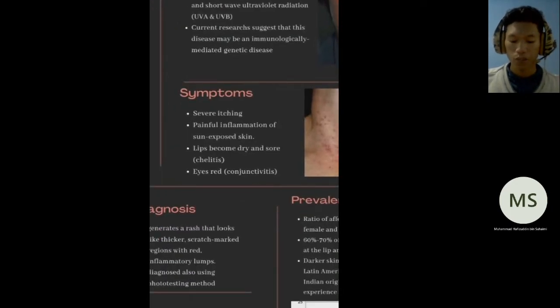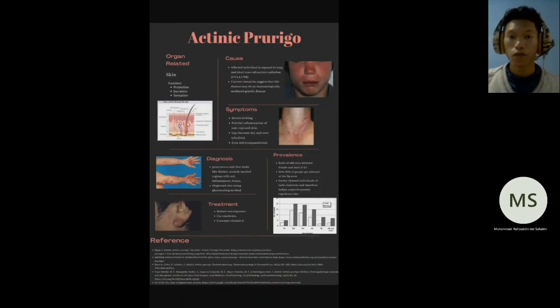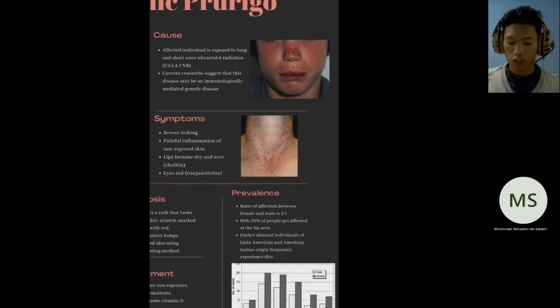These are the symptoms: severe itching, painful inflammation of sun-exposed skin, lips become dry and sore, or cheilitis, and lastly, eye strain and conjunctivitis. In this photo, I will also include the picture of people infected by actinic prurigo. And as you can see, all the symptoms can be shown in the picture.